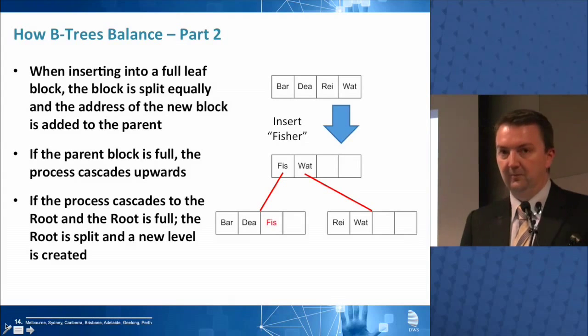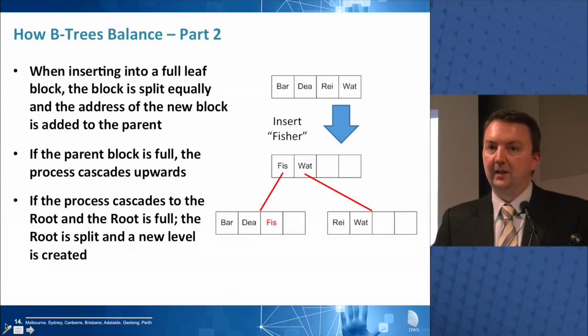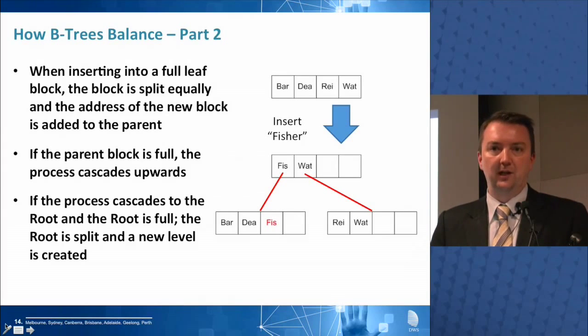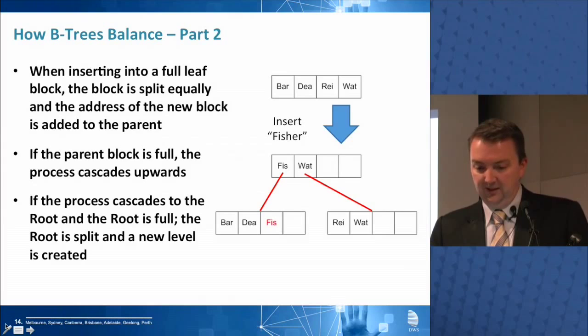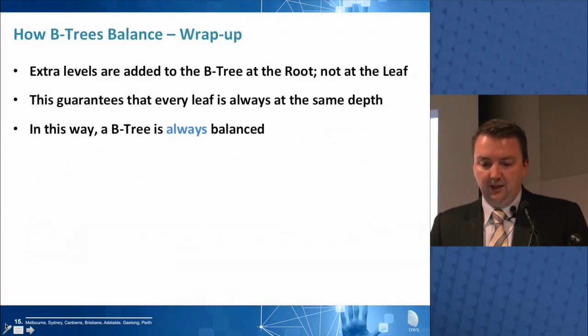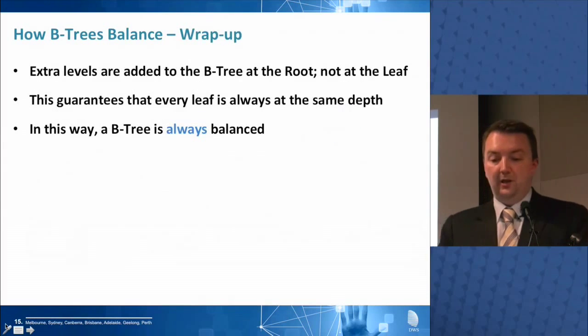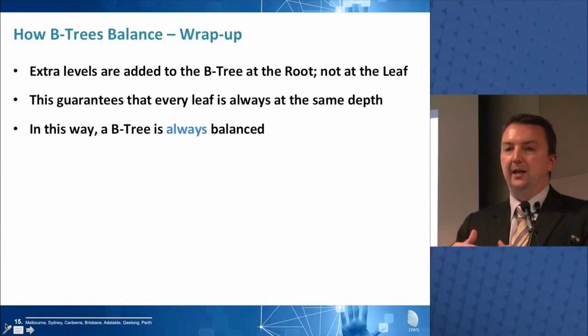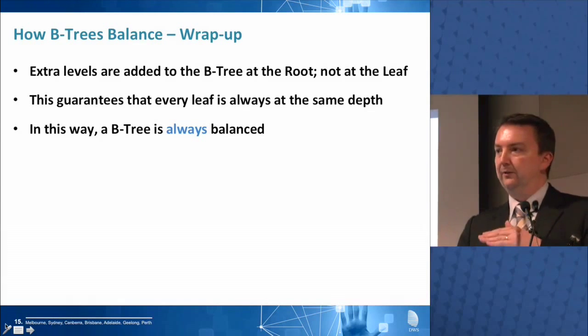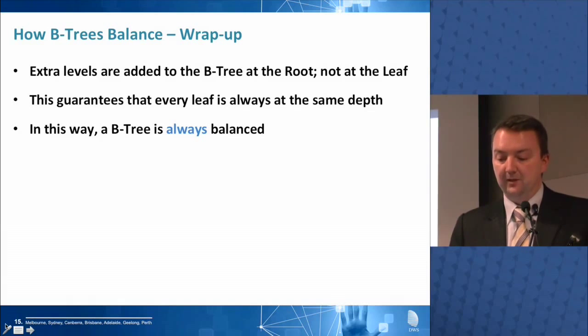If you've got a 4 level index, there are always 4 reads. Yes, so no shortcuts. Right, so like I said before, extra levels in the index are added at the root, not at the leaf, and that way they're always balanced.